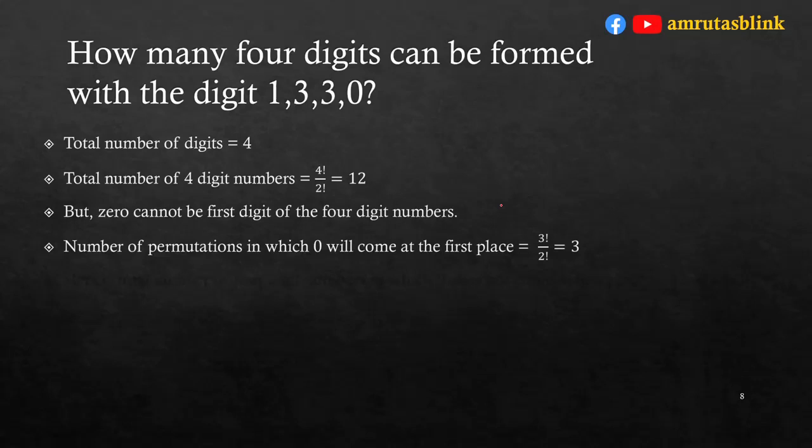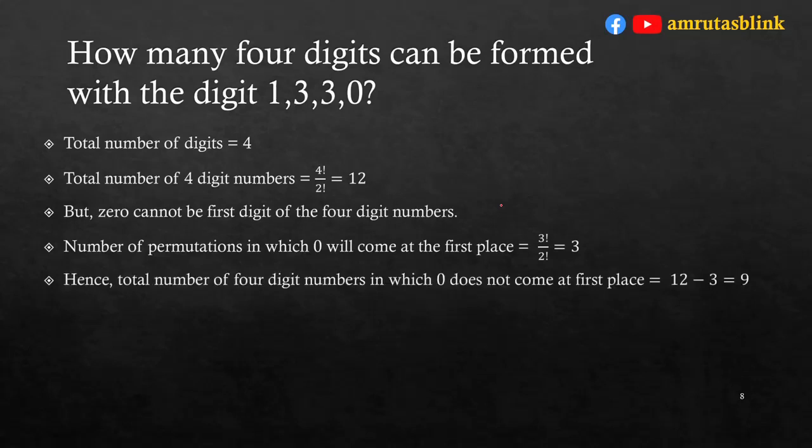So how many numbers will be there in which 0 has appeared at the first place, that is the thousands place? That is 3 factorial upon 2 factorial, that means 3 numbers. So ultimately, the number of such numbers we can create is 12 minus 3, which is equal to 9. Hence we can create a total of 9 numbers in which 0 is not at the thousands place. That is, there are 9 numbers which have 4 digits.